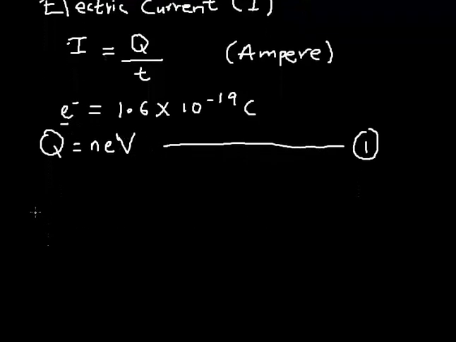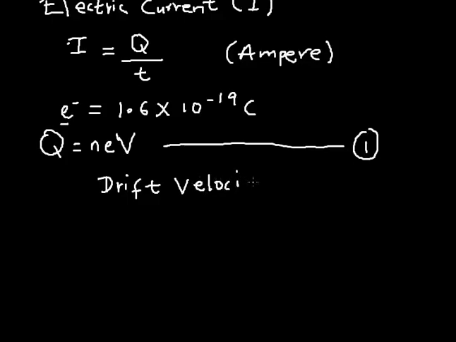Now let's still continue. This is another way of expressing the quantity of charge. Now I'm going to be looking at how to derive the formula of electric current based on the drift velocity.